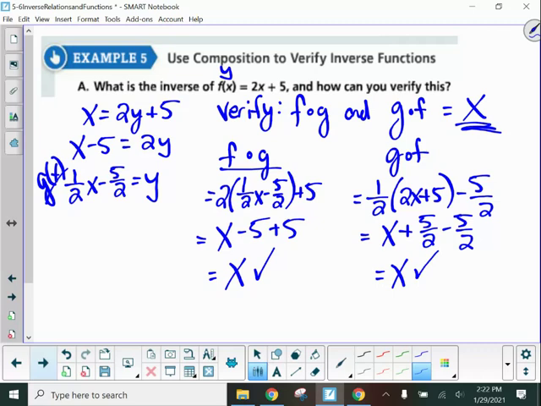You can verify through graphing as well. You can check some different points, but composition is a way to do this algebraically, so you don't actually need to have any graph available.